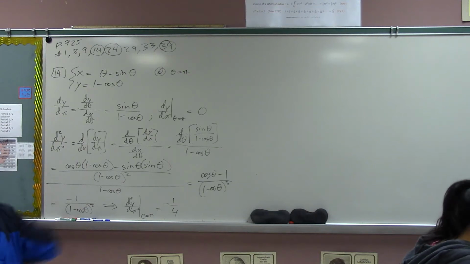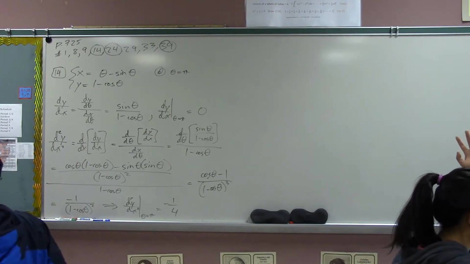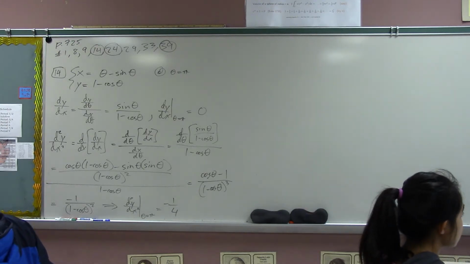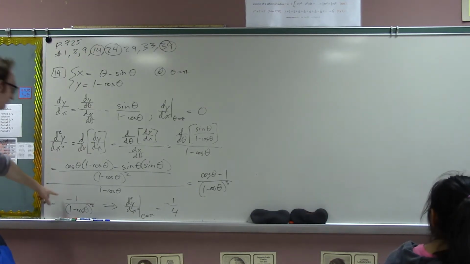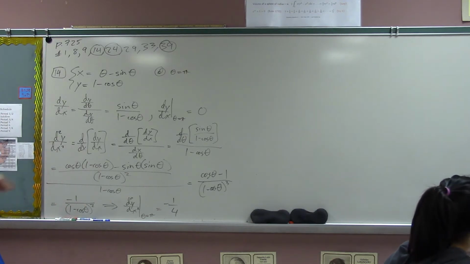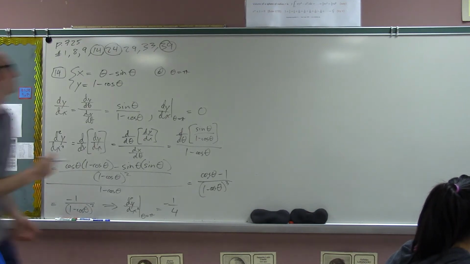Maybe that's what you got? Raise your hand if you got that. Oh, like 6 people. What was d squared y over dx squared? Negative 1 over 1 minus cosine theta squared. Yeah? And then you got negative 1/4? Okay, cool. Questions on that? Okay, good. Let's do 2 more.